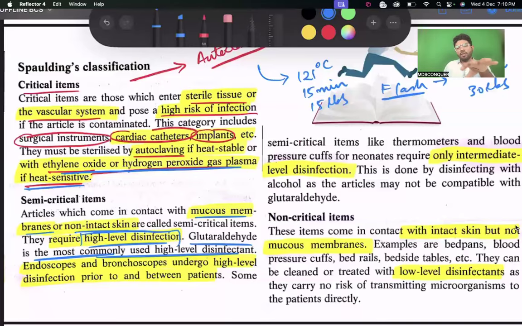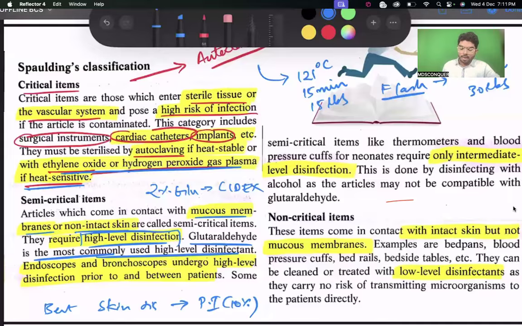How much percentage? Yesterday we discussed on the group. Yes, right, that is 10%. Glutaraldehyde, how much percentage is regularly used for disinfection? 2% glutaraldehyde, which is called Cidex. So your endoscopies and bronchoscopies come under high level disinfection between patient to patient.